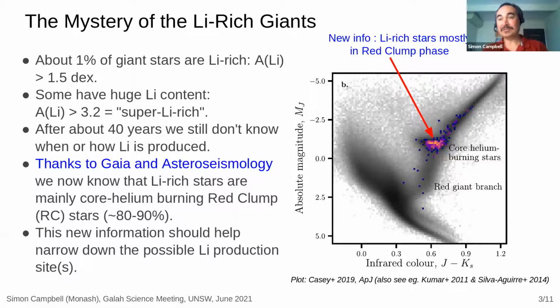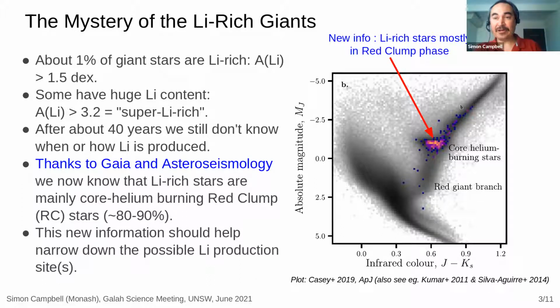We've known about these lithium-rich stars for more than 40 years now, but we still don't have a really good handle on how the lithium's produced. Lots of models have been made, for example planet engulfment, rotationally induced mixing, and binary interactions, but we still really don't have a good handle on it. However, there's been a really key advance in this field in the last few years, and that's been thanks to Gaia and asteroseismology.